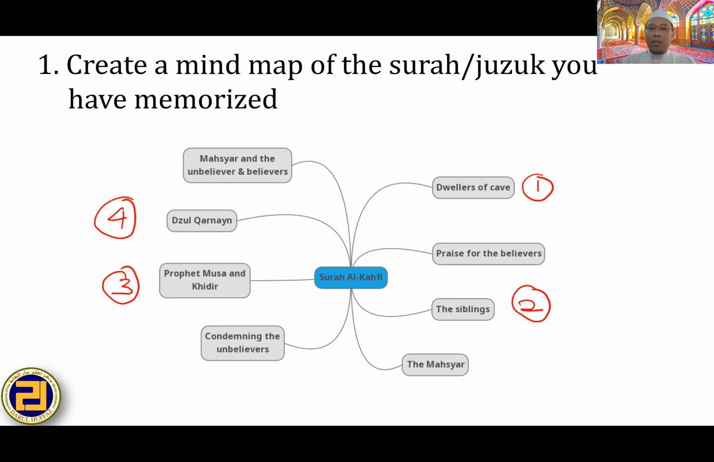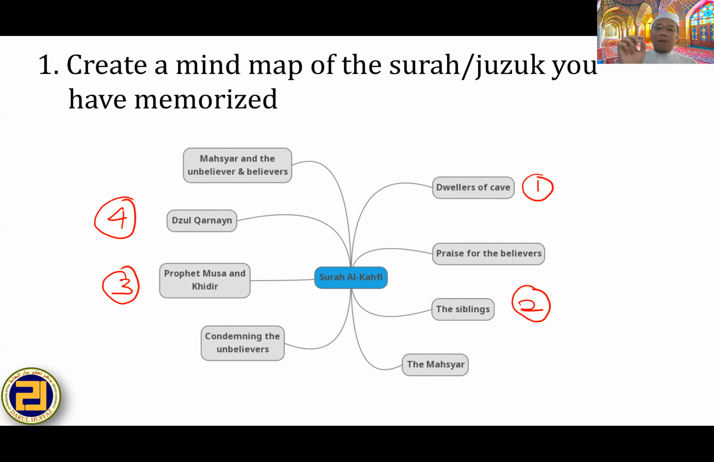Then after the story of Dhul Qarnayn, Allah subhanahu wa ta'ala returns to the Mahshar theme, and what happens when people stand in front of Allah subhanahu wa ta'ala, and the fate of the believers and the unbelievers. So you have an overall picture of the content of Surah Kahfi. That will make it easier for you to do your muraja'ah of Surah Kahfi. And every time you recite Surah Kahfi, you remember these 4 stories interspaced with smaller stories, the sub-stories of the believers, the unbelievers, the Mahshar, and again the Mahshar at the end of that surah.